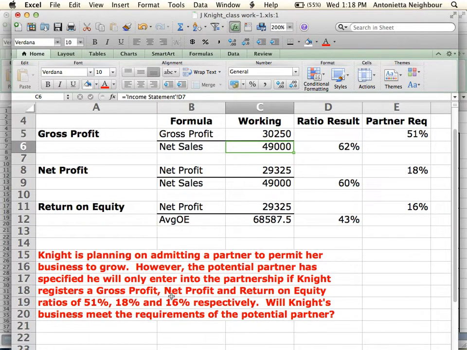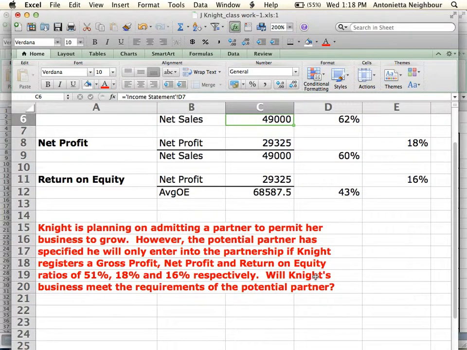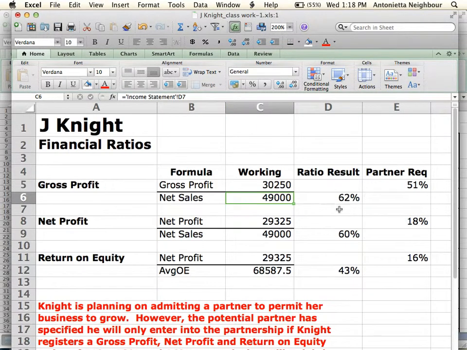Now, if we have a look at this scenario here, this owner, Jay Knight, is thinking about taking on a partner, but the partner will only invest in the business if Knight returns a gross profit result of 51%, a net profit result of 18% and a return on equity of 16%. Do you think that this potential partner is going to invest in Knight's business? Yes. Based on those figures, the partner would be silly not to.